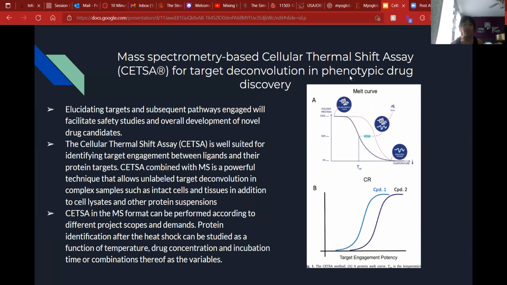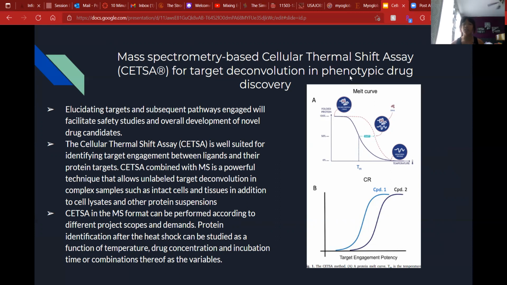So basically what they found in this paper was that the cellular thermal shift assay is well suited for identifying target engagement between ligands and their protein targets. And combining that with the mass spectroscopy methods, it creates a technique that allows unlabeled target deconvolution in complex samples, such as intact cells and tissues, in addition to cell lysates and other protein suspensions.